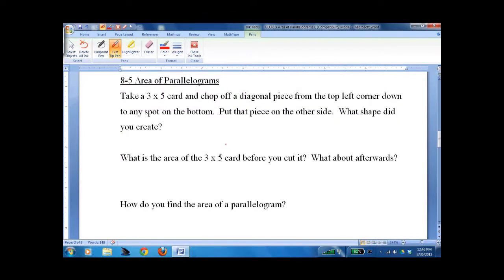Lesson 8.5, Areas of Parallelograms. So what I usually tell people to do in this situation is grab a 3x5 card, get yourself a pair of scissors and cut off an angle, any angle you want, and then place it next to the 3x5 card over there so that you no longer have this piece. I ask them, what shape did you create? And most people notice it's a parallelogram now, was a rectangle.